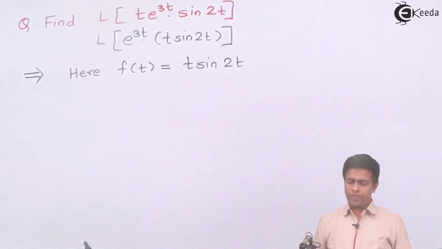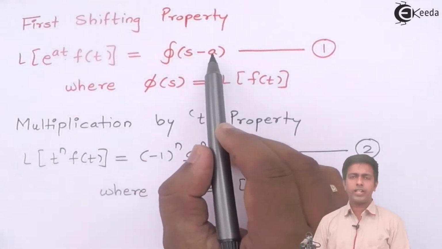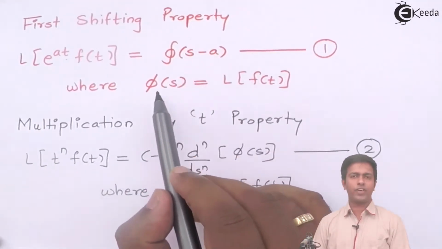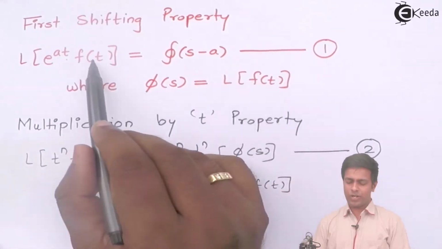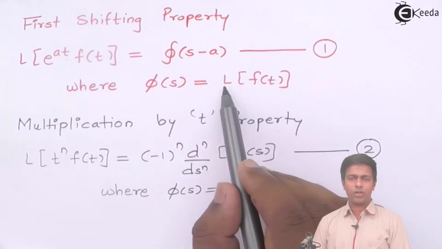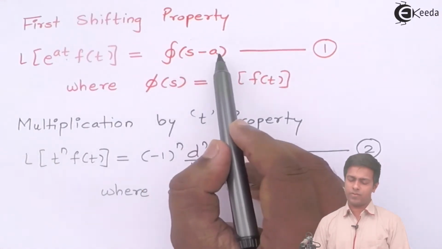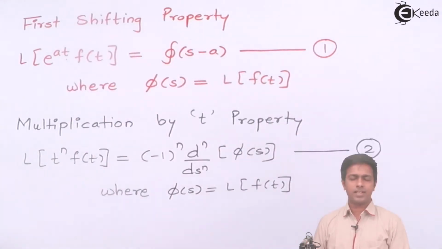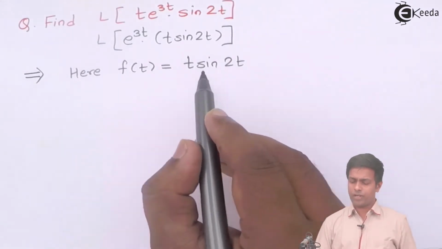Now guys, by the first shifting property, the answer is phi of s minus a, and for that we must get the value of phi of s, which we get by finding the Laplace of f of t. So whatever is f of t, I'll find the Laplace, I'll call it phi of s, and then from that I'll find phi of s minus 1, we'll put it here and we'll get the final answer. So here f of t is this. So now I have to find out the Laplace of this.